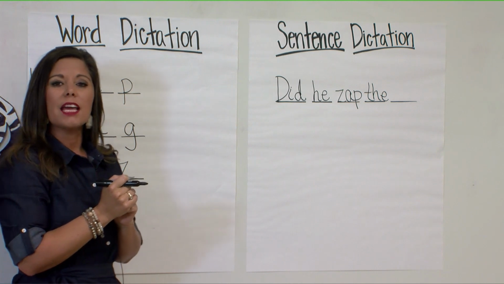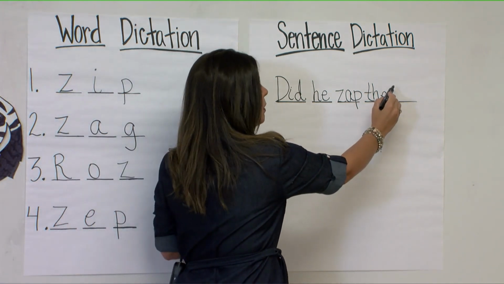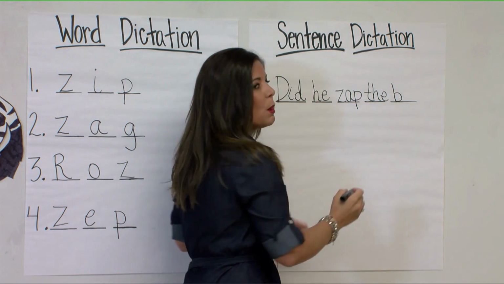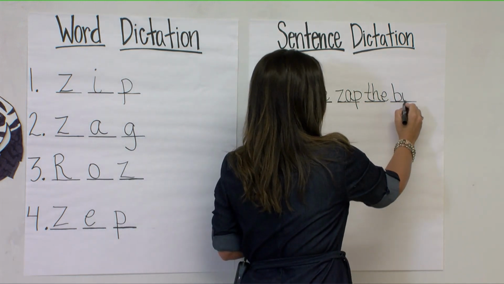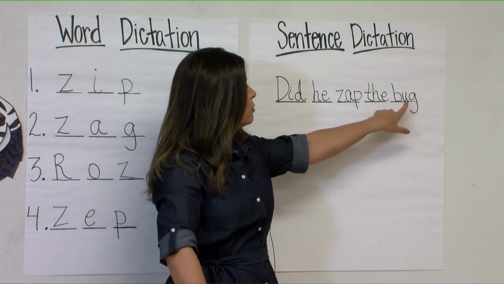Okay, the beginning sound in bug, I heard B. So that is going to be our B. Remember, that's a bat and a ball. B. G. Check your spelling. B-U-G.